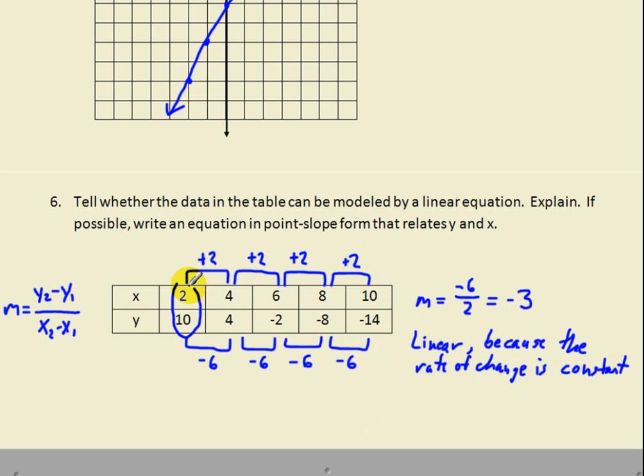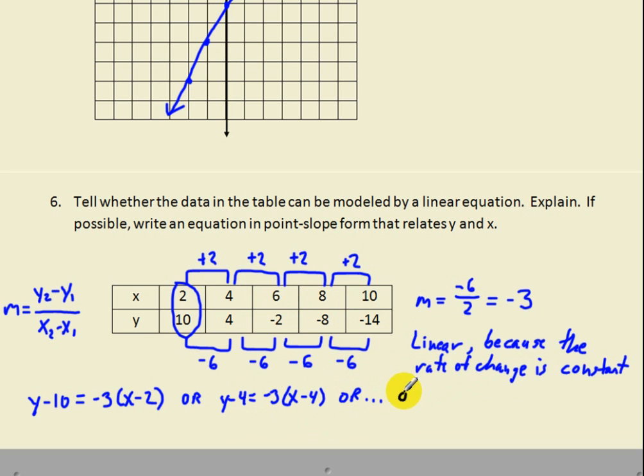So for example, remember we have an ordered pair here of x and y. So we look at these pairs. We could have used (4, 4), or (6, -2), or (8, -8), or (10, -14). Any of those pairs. So if we pick that first ordered pair, we would have y minus 10 is equal to our slope of -3 times x minus 2. Or we could have said y minus 4 is equal to our slope of -3 times x minus 4, if we had used that second point.